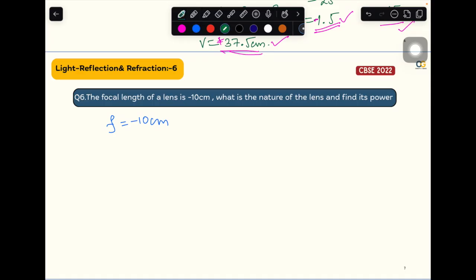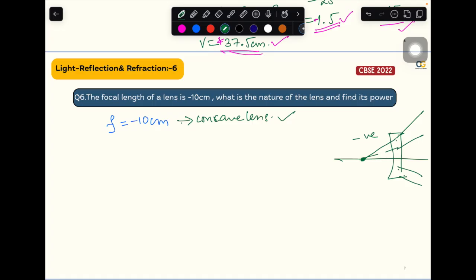Because it is minus 10, that means the focal length is coming this side. Basically for a lens, if the focal length is this side, the refracted rays will always be on the opposite side. So it is going like that, but the focal length is on this side, which means it is a concave lens. It is a concave lens. So that is what you understand. Now the nature of the lens is concave lens, which you have already determined.